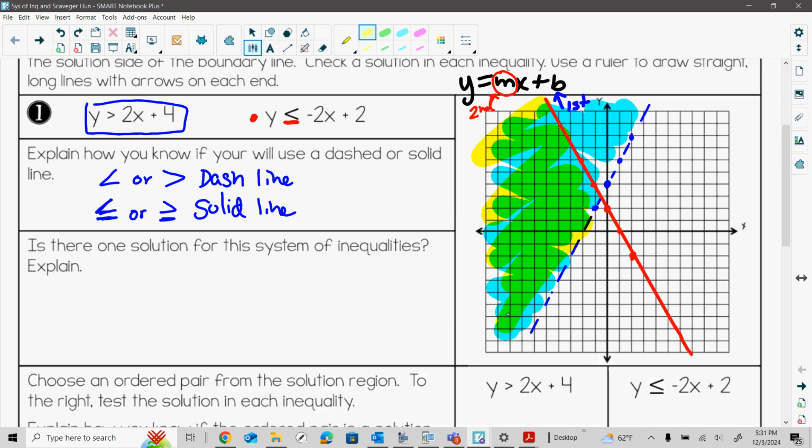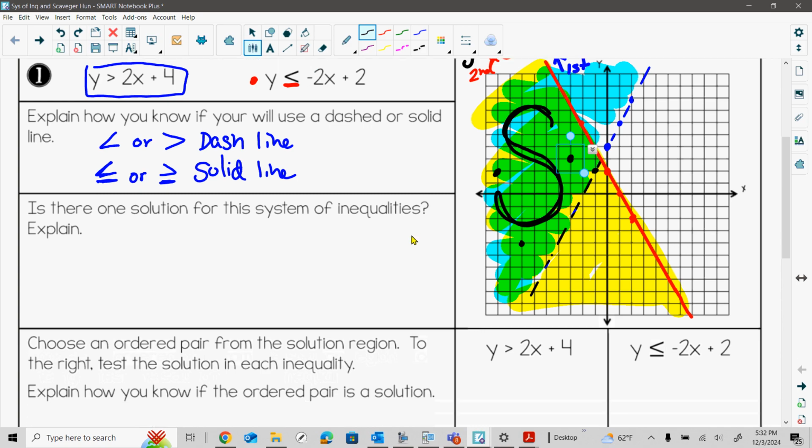Some people just stop where they overlap, but you want to show all of it. That's to show the inequality, the shading for that line. But the overlapping is where you want to focus. So if you want to just put a capital S, a dark S, that's your solution set. After your graphing, the answers are going to vary on some of the sets. Is there one solution for this system of inequalities? Well, no, because any point that's in this solution set, the dark overlapping region, is a solution.